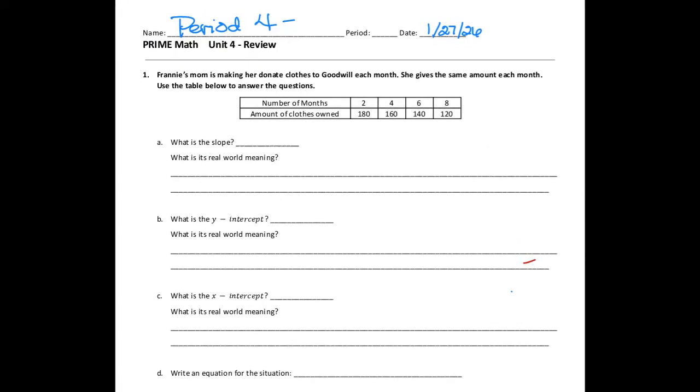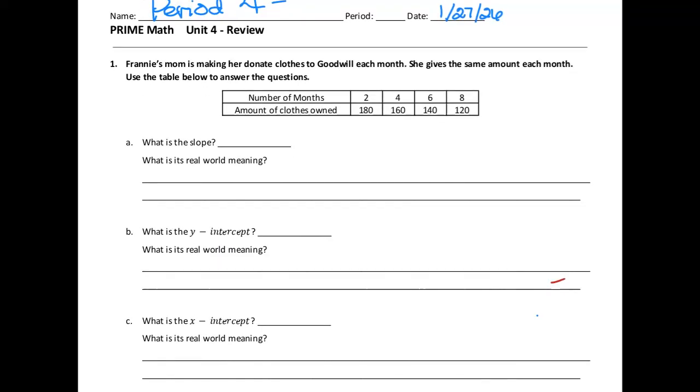Let's talk about Franny's mom. Franny's mom is making her donate clothes to Goodwill each month. I can just hear it. You've got too many clothes. You need to donate these. She talks just like that, right? She gives the same amount each month. Use the table below to answer the questions. So they hit you right in the face really quick.